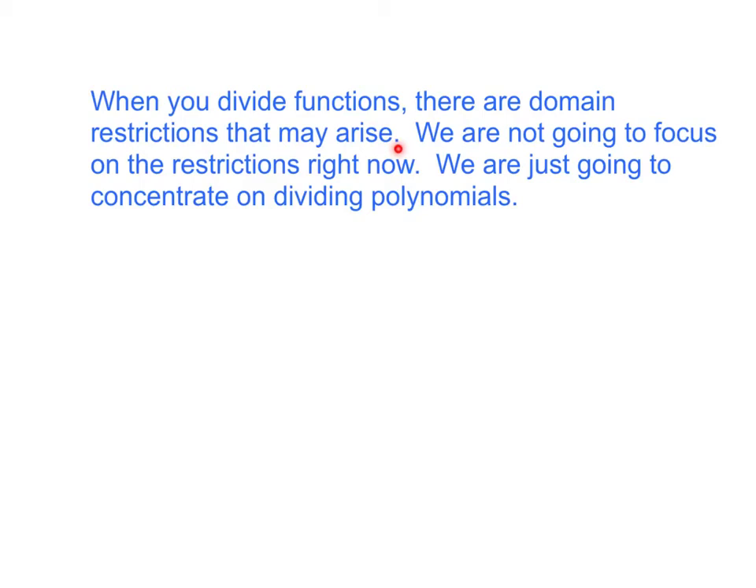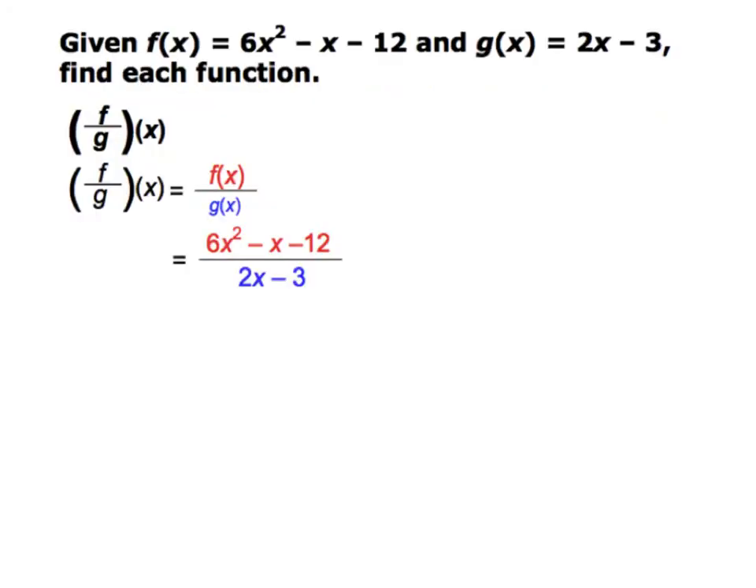Now, we're going to save the restriction part for another unit. So right now, we're just going to divide these functions as if they're polynomials, and we'll concentrate later on the restriction piece. Okay, so here I have two functions, and we're going to divide them. All right, so remember the notation. You have f divided by g of x, but that's equal to the f function divided by the g function. So we simply divide these two. Here's my f function divided by the g function.